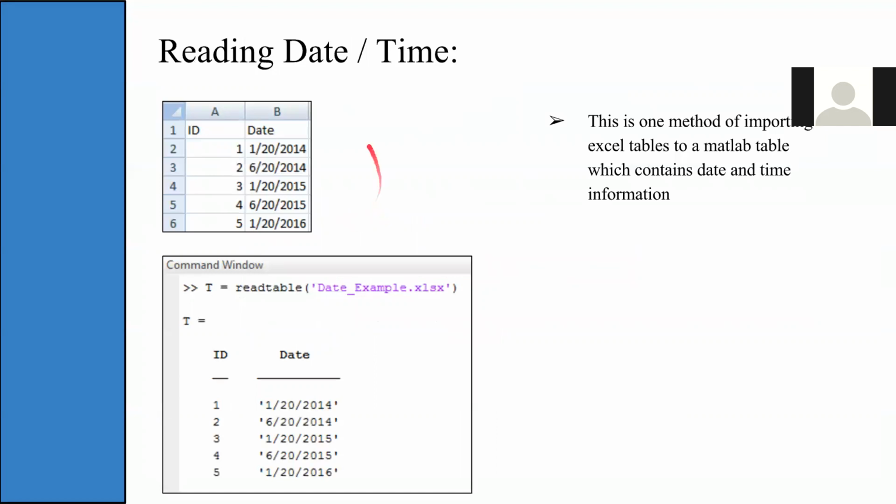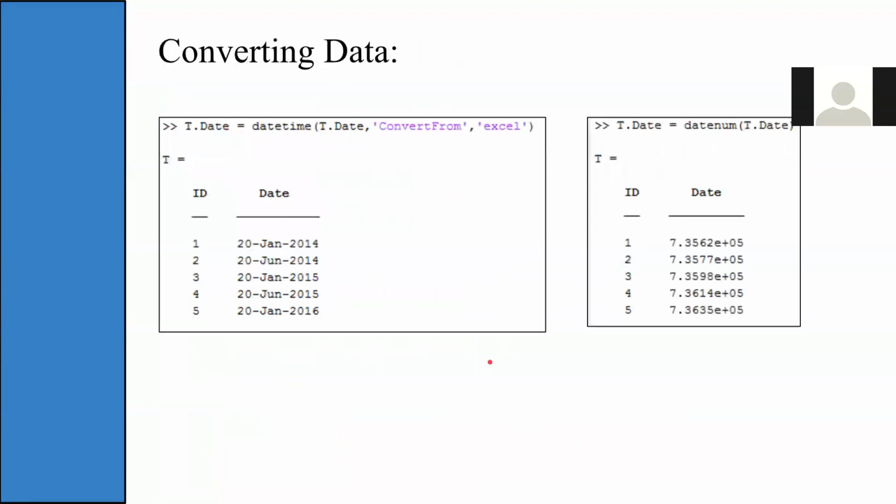So for example, if we had this table that I made in Excel really quickly with dates, this is I believe their default format when you format the cells. You can say T equals readtable, and we're just going to pass the file name with no other arguments. So it's really simple. And that's going to take the first row and treat those as field or variable names. So that's ID and date, and then the values that it contains, so integer values and string values. So this is one way of importing date and time data from Excel to MATLAB.